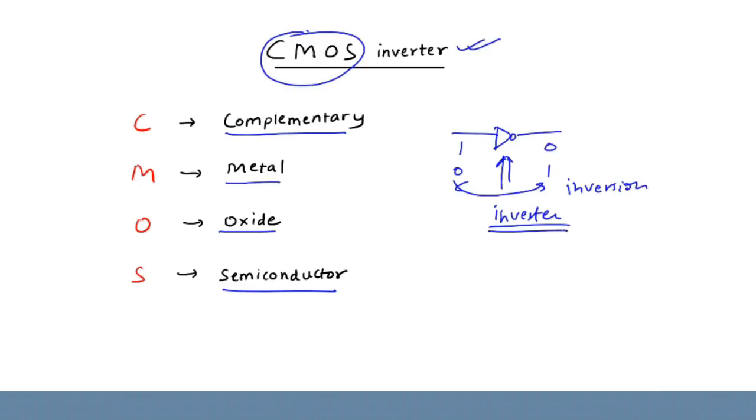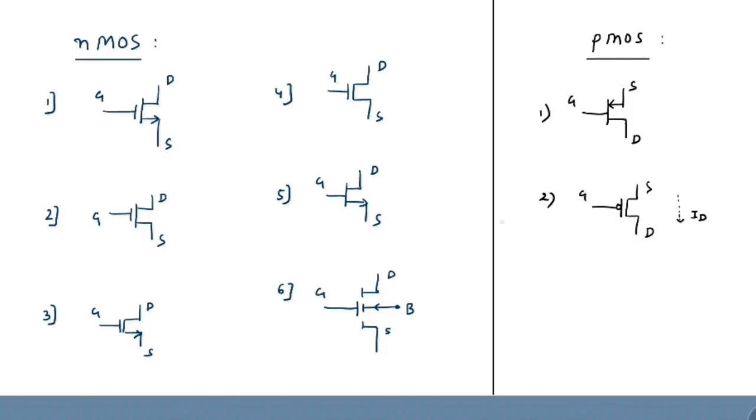So this is the inverter, but we have done the inverter using the basic gate. Now we have to perform the inversion operation using CMOS. But first we will study how many types of MOSFET we have. In total, we have two types of MOSFET. One is the N-type and the other is the P-type.